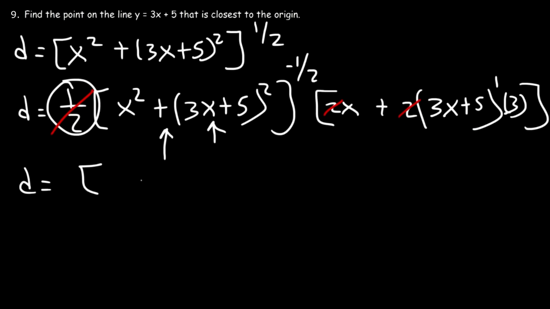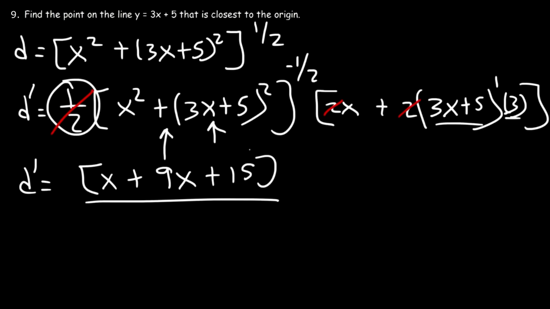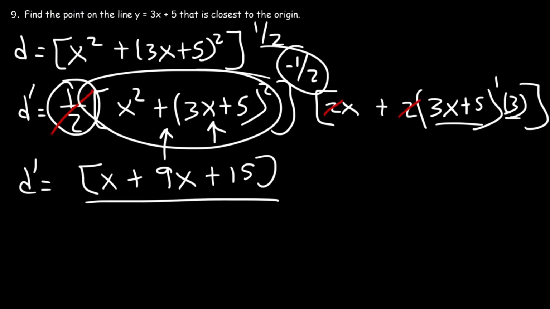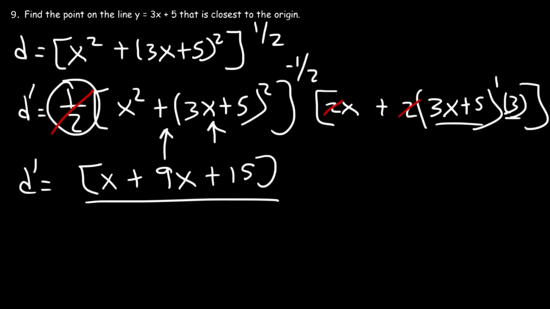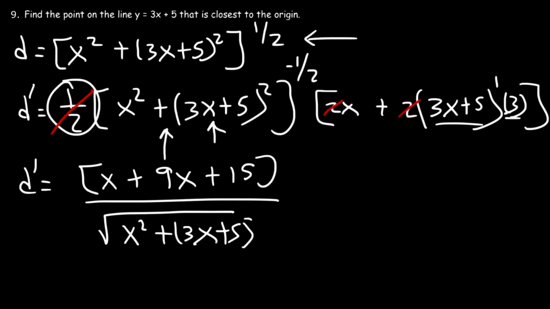So on top we're going to have, this is d prime by the way, x plus, I'm going to distribute 3 to 3x plus 5. So 3x times 3 is 9, and then 5 times 3 is 15. And on the bottom, if I move this to the bottom, the negative exponent will become positive 1/2, and then I can convert this back into a radical. So it's going to be the square root of x squared plus 3x plus 5 squared.